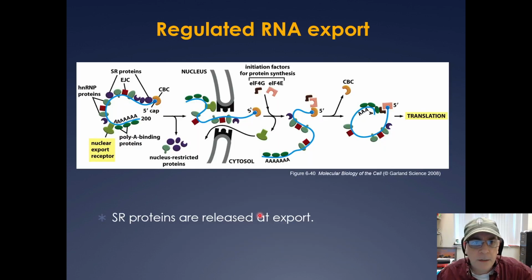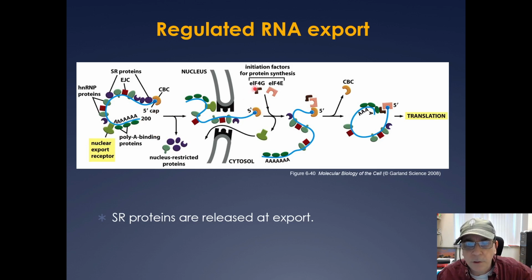Here's a schematic of how it works. You have these EJC proteins. These are exon junction proteins. That's where the exons were joined together. You have the SR proteins. CBC is bound to the 5' cap, and then you have your poly A proteins, and then a nuclear export receptor will help the export of the mRNA.